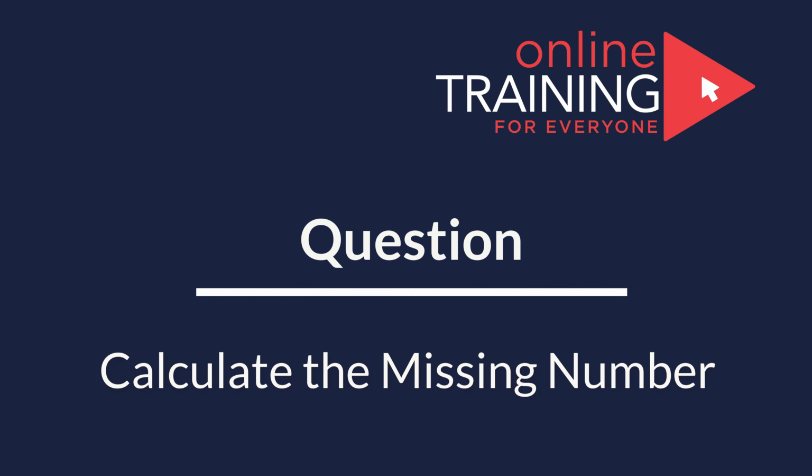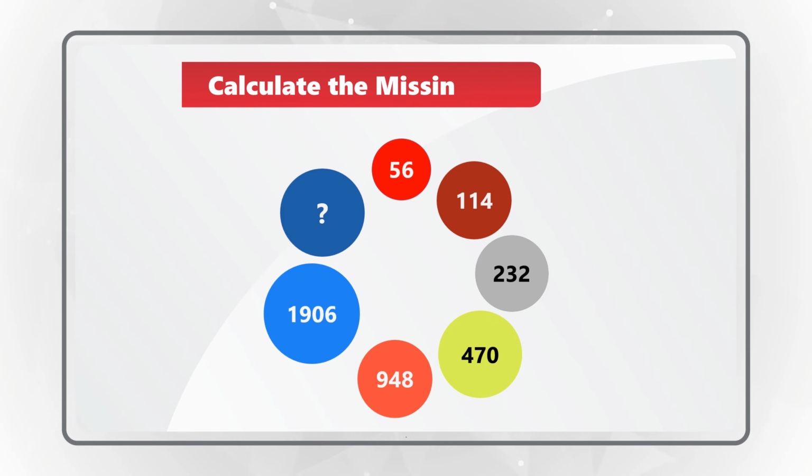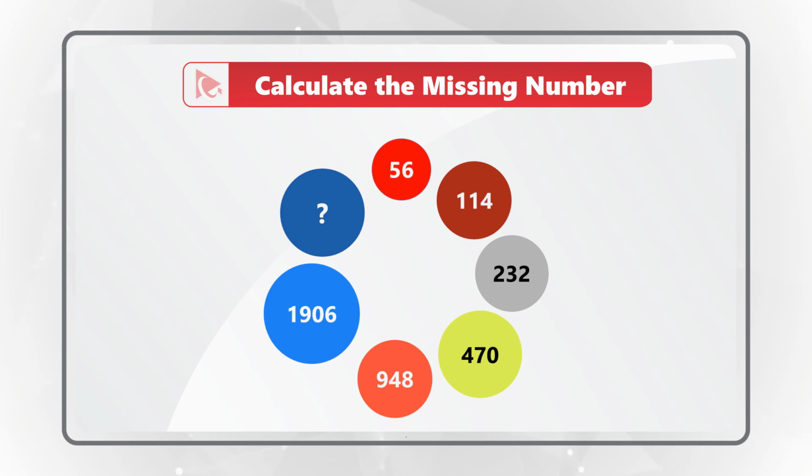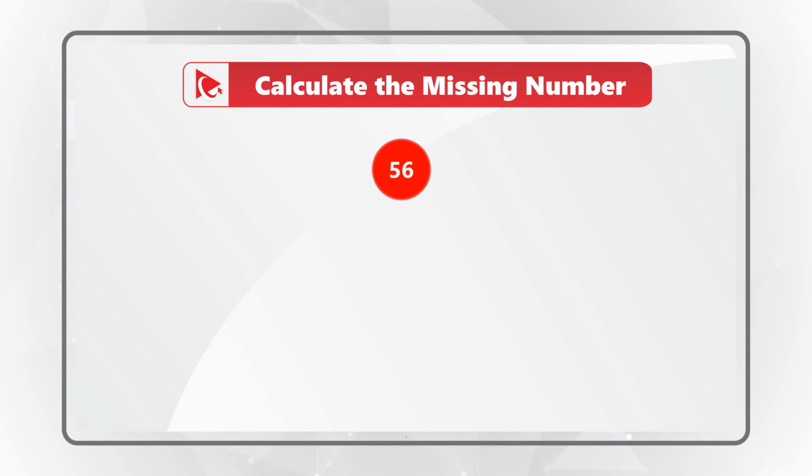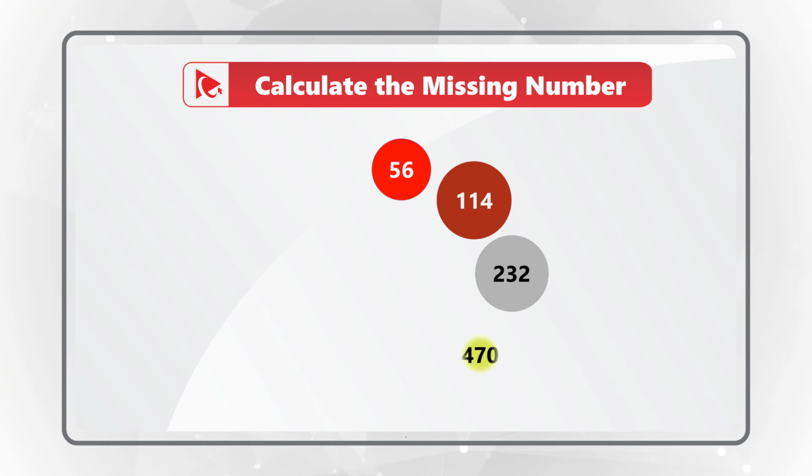Here's an extremely tricky question, but I have full confidence that you'll be able to solve it. You're presented with the sequence of circles, which is also organized in a circle. Sequence starts with the red circle with the number 56 inside. Next circle has number 114. Following it, circle with the number 232. Then circle with the number 470. Then circle with the number 948.